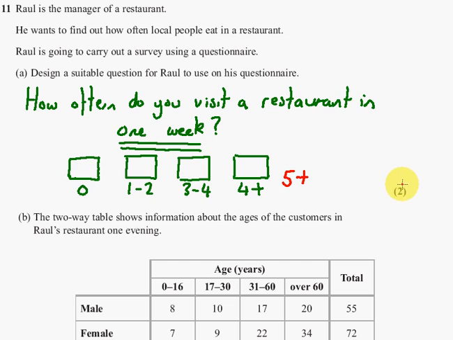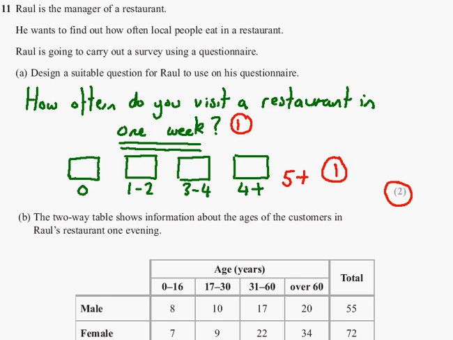So this is a 2-mark question. Let's have a look at how you get those marks. The first mark is for the question itself, and as long as it's got some sort of time period, then that will get you the first mark. The second mark is a minimum of 3 response boxes that are not overlapping. So that gives you the second mark there.